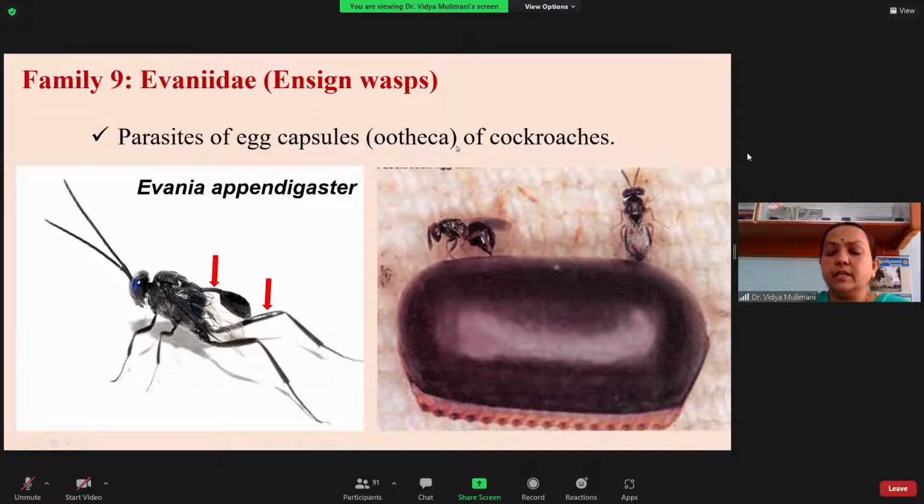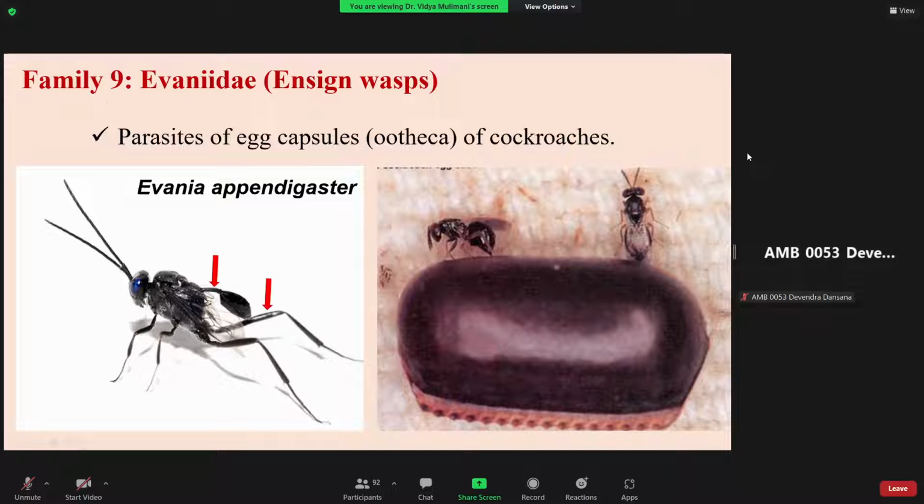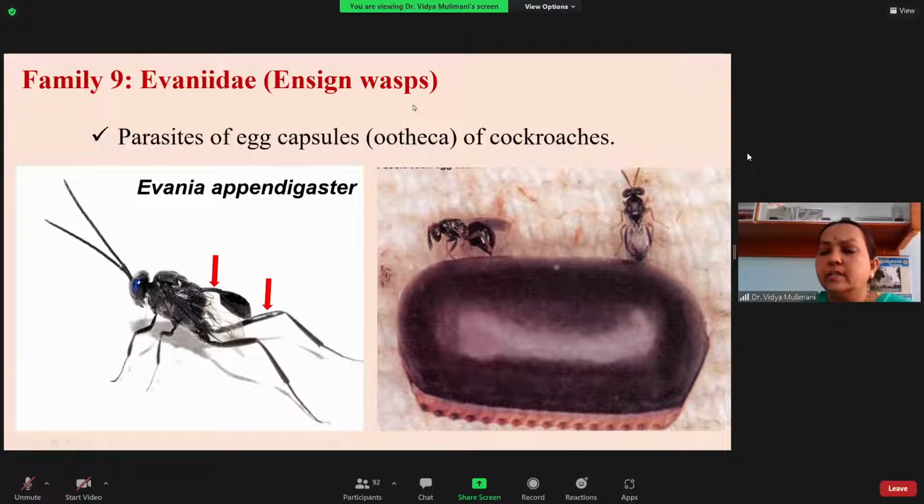Next you have is the Evaniidae. I think the majority of you might have seen them, especially in the kitchen and the bathroom. This Evaniidae is called the ensign wasp, because it mainly prefers to lay its eggs into the eggs of the cockroach, which is what you call the ootheca. So the ootheca of the cockroach is mainly preferred by the Evaniidae.